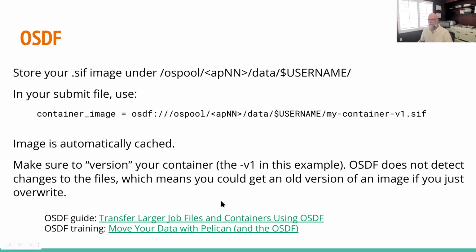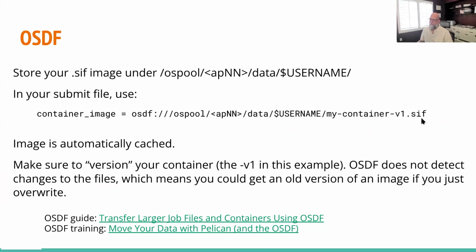Something that's super important though is one of the things that makes OSDF work as well as it does is that it's caching stuff really, really aggressively. And it really just looks at the file name to know if that's a new or an old file. So that little V1 that I have in the container here is really important. We want you to, every time you build a new container, give it a unique name, and that will prevent some weird caching things to happen.